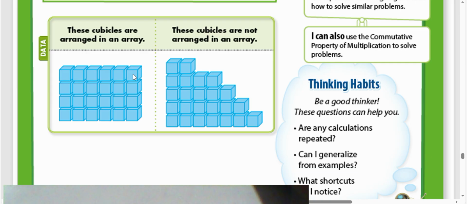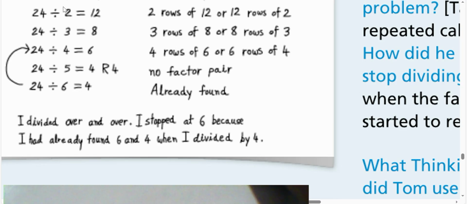Count all the things here. We have horizontal 1, 2, 3, 4, and vertical 1, 2, 3, 4, 5, 6. 4 times 6 is 24. And also you can count by the right-hand side. 24 divided by 2 is 12. We know 24 divided by 3 equals 8, and 24 divided by 4 equals 6.